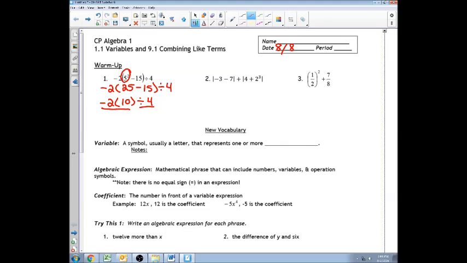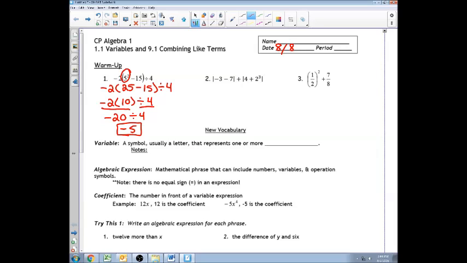According to PEMDAS, or order of operations, I can just do those left to right. So -2 times 10 would get me -20, and that would be divided by 4. -20 divided by 4 then is -5.